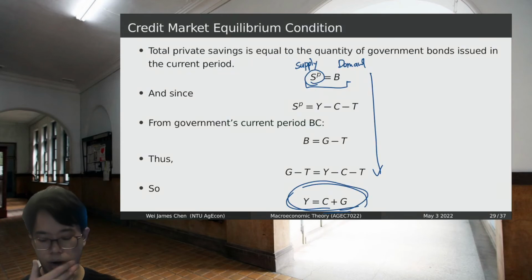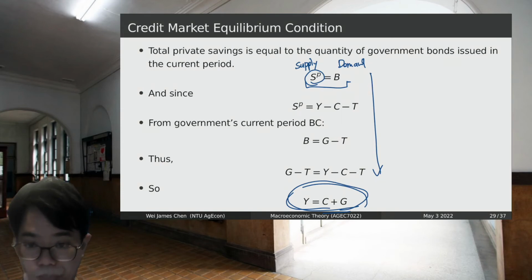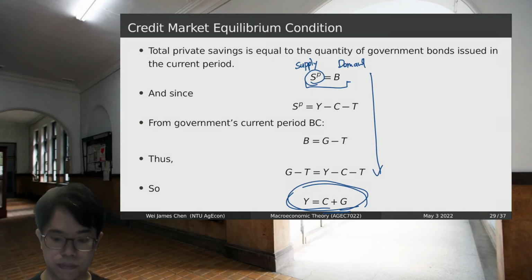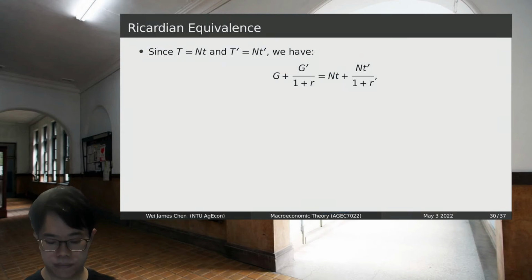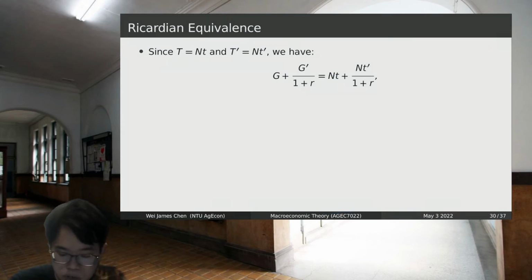So far, everything's okay? Okay. For the last part, we're going to talk about the so-called Ricardian equivalence theorem. So what is Ricardian equivalence? Let's make a little bit more assumption about this model to make the Ricardian equivalence easier to explain.